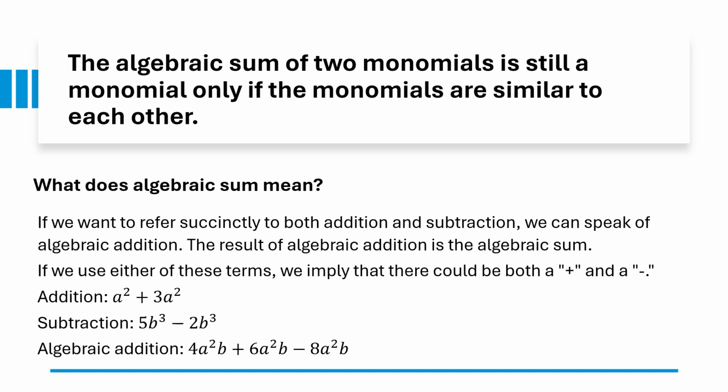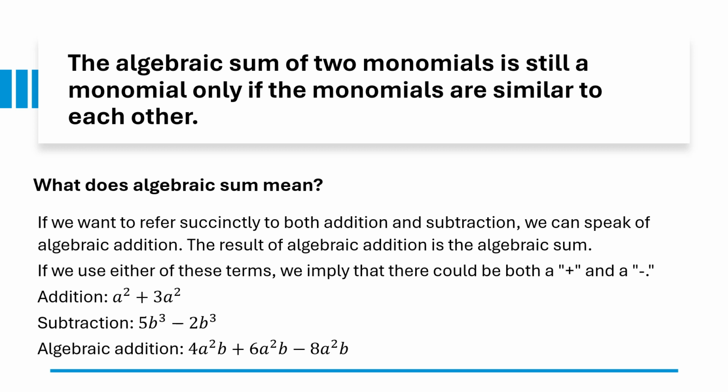So let's start with addition and subtraction. Let's start with some definitions. The algebraic sum of two monomials is still a monomial only if the monomials are similar to each other. So recall the meaning of similar monomials: they have exactly the same literal part if they are reduced to normal form. And if they are similar, then the result will be a monomial similar to the original ones.